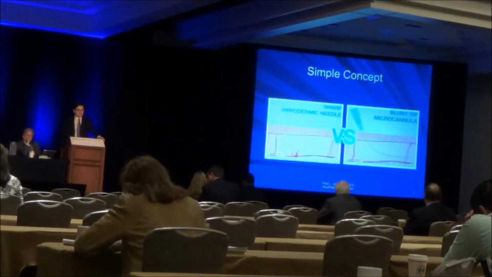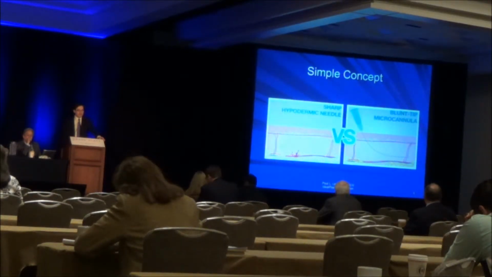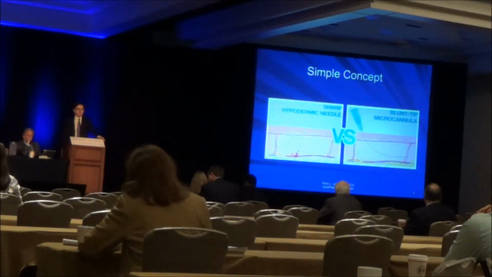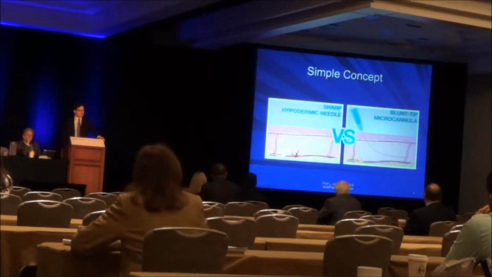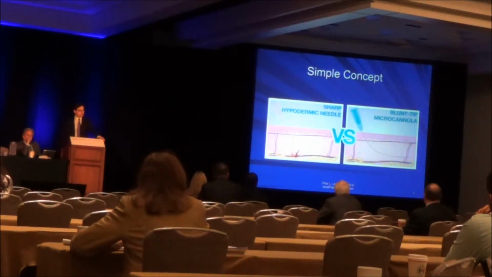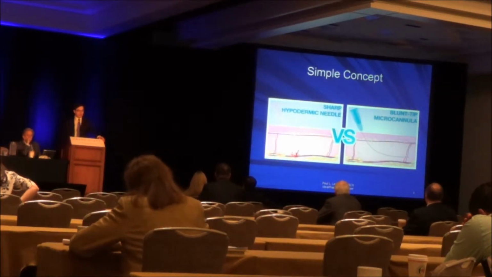So the concept is fairly simple. We've all injected various filler materials, whether it's HAs or Radiesse or even Sculptra, with sharp hypodermic needles for many years. And it's a logical place to start. It's what we're all used to, when we went to our training. But the notion is to replace hypodermic needles with cannulas. These are very small, very fine cannulas. They come in different gauges, but they're all pretty fine.